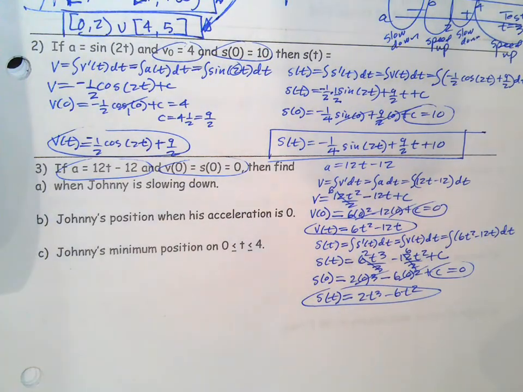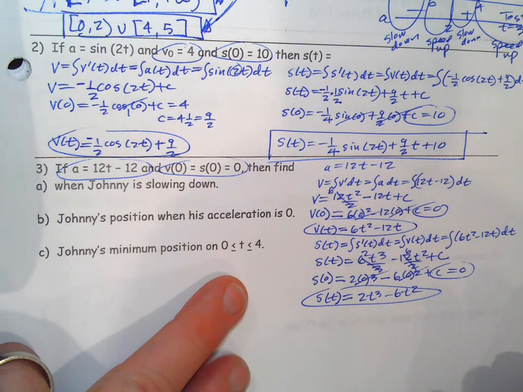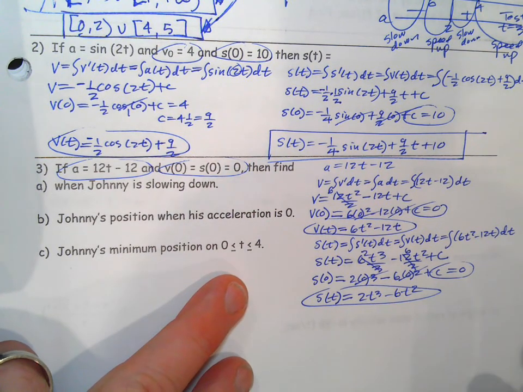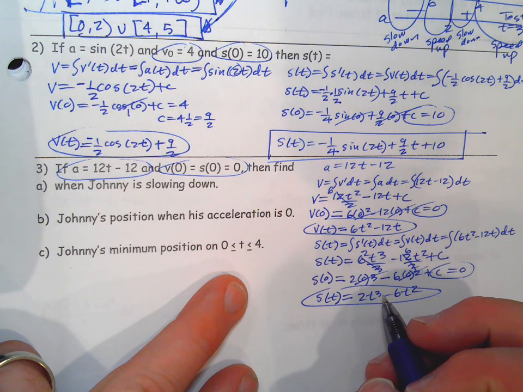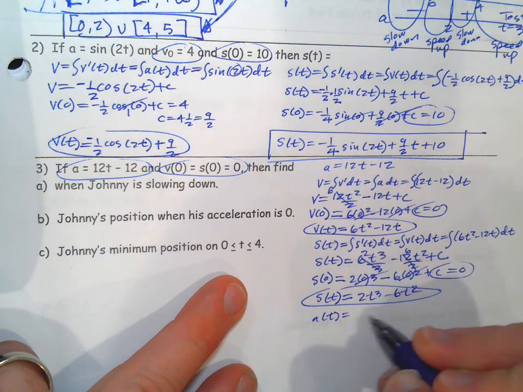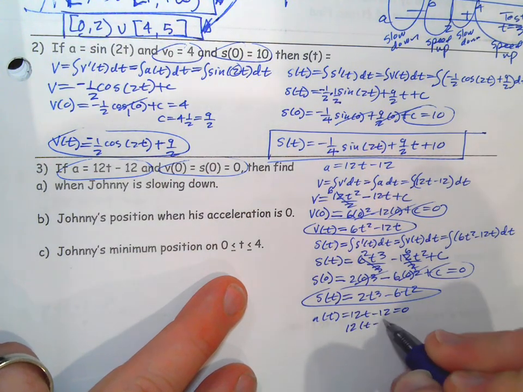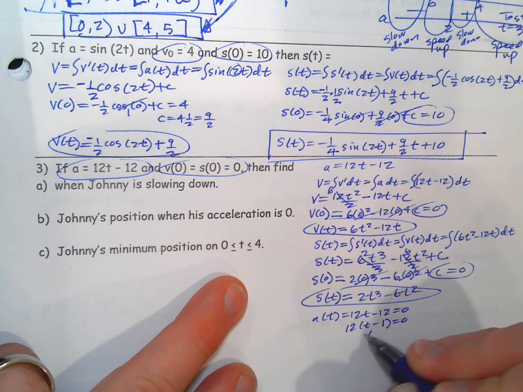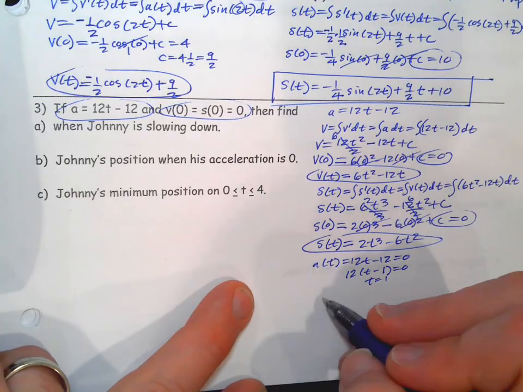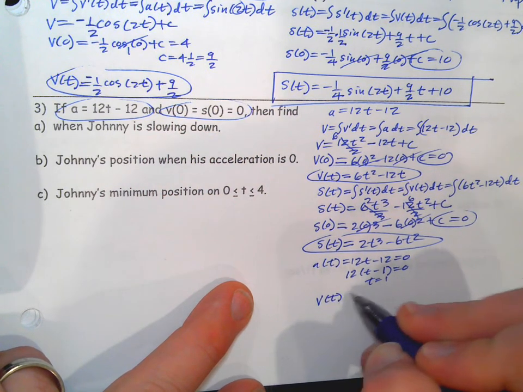When is Johnny slowing down? Dang, we need new acceleration and velocity for that. We need to know when there's 0, so we can do line checks. So when is the acceleration 0? It's not too hard. Okay, so we'll use that for that line check. And then velocity, when is velocity equal to 0?